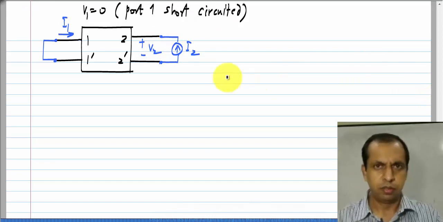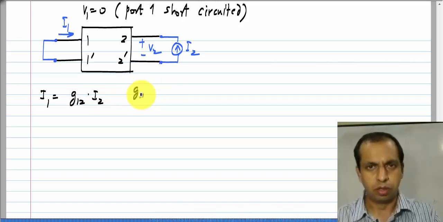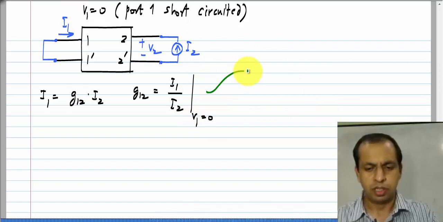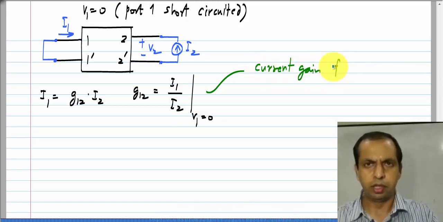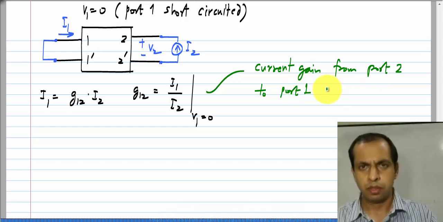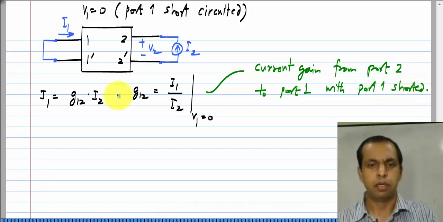So, in this case, I 1 will be G 1 2 times I 2, or G 1 2 is I 1 by I 2 with port 1 shorted. In other words, it is the current gain from port 2 to port 1 with port 1 shorted.